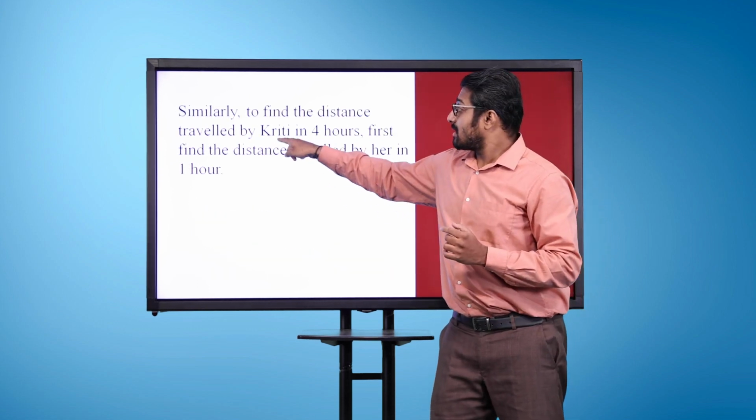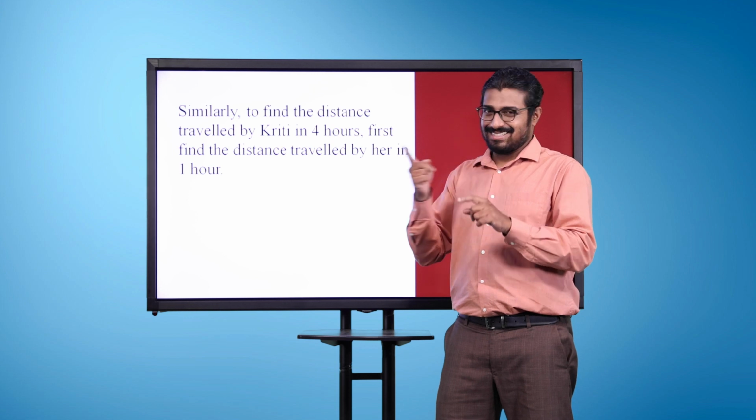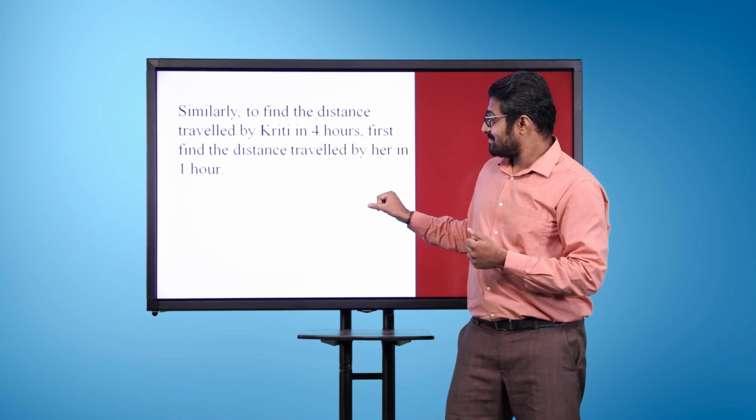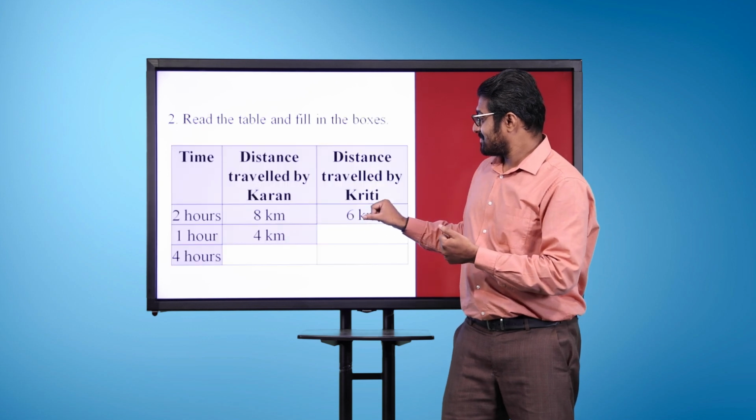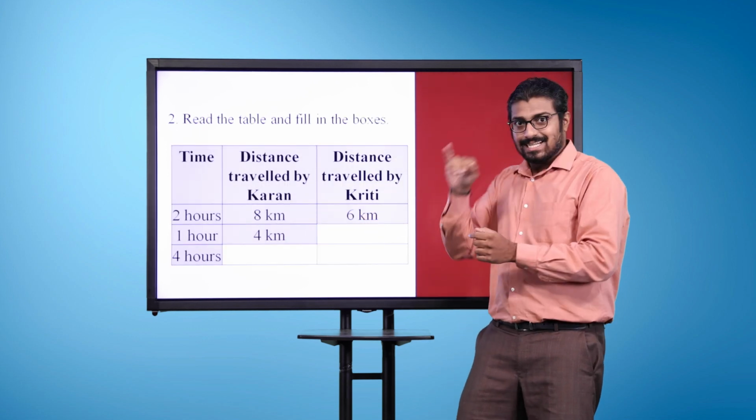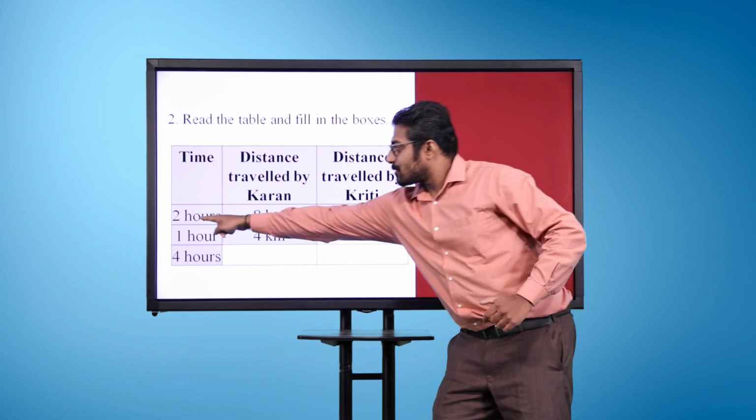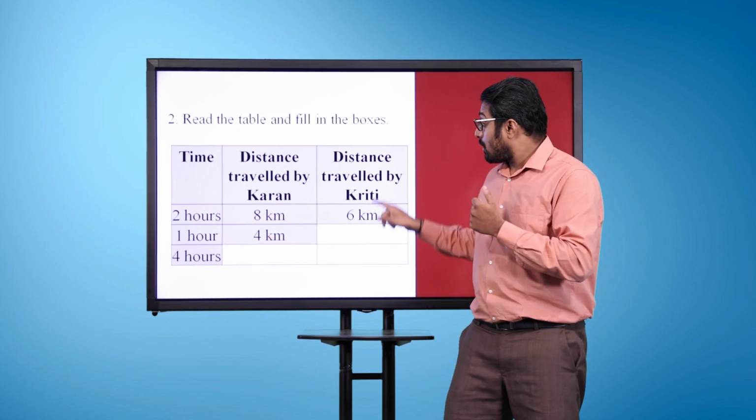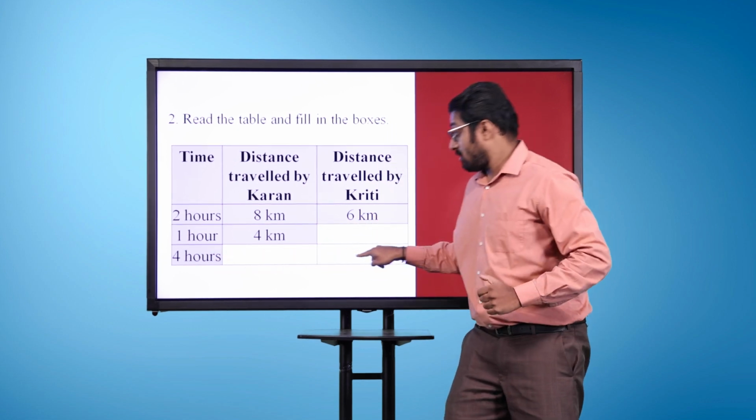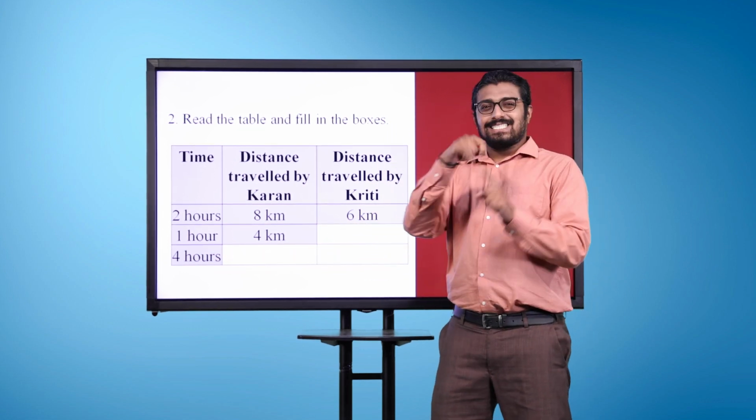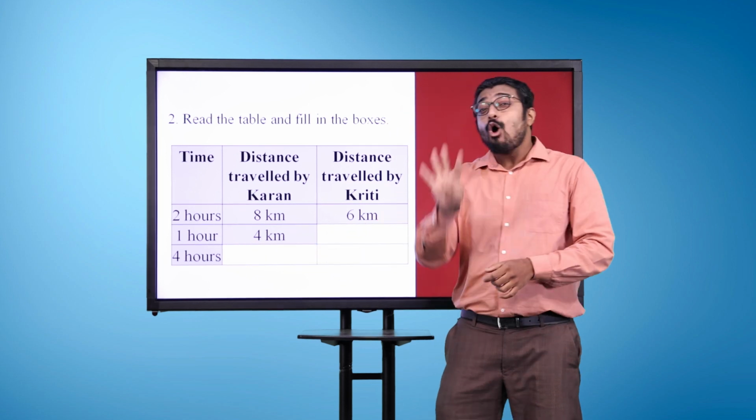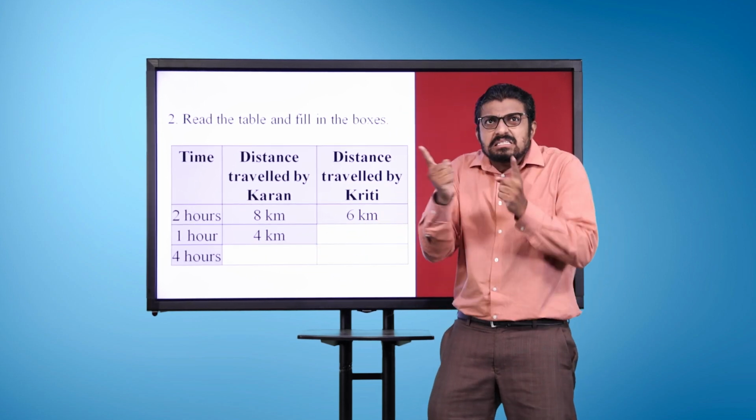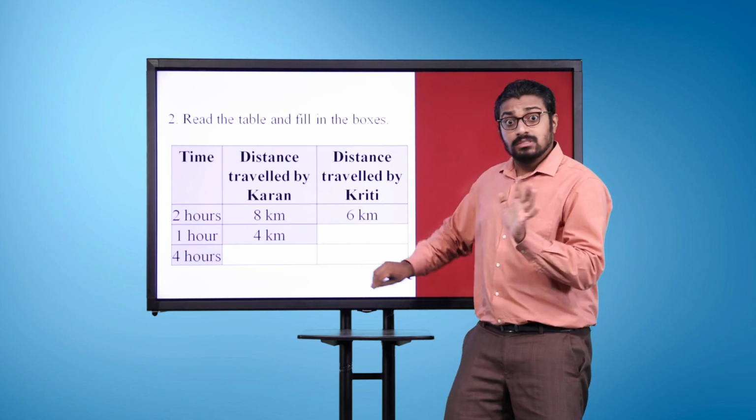Similarly, to find the distance travelled by Kriti in 4 hours, first find the distance travelled by her in 1 hour. Time 4 hours. Distance travelled by Karan dash. Distance travelled by Kriti dash.